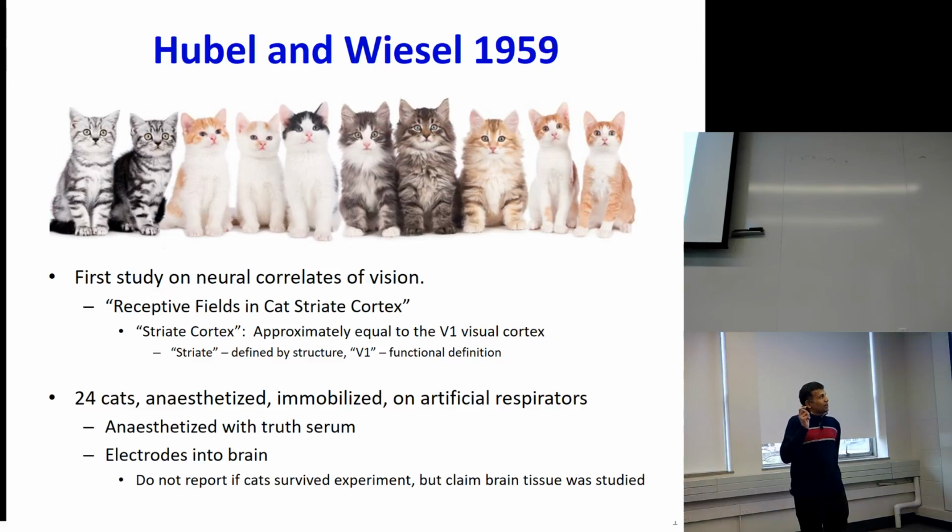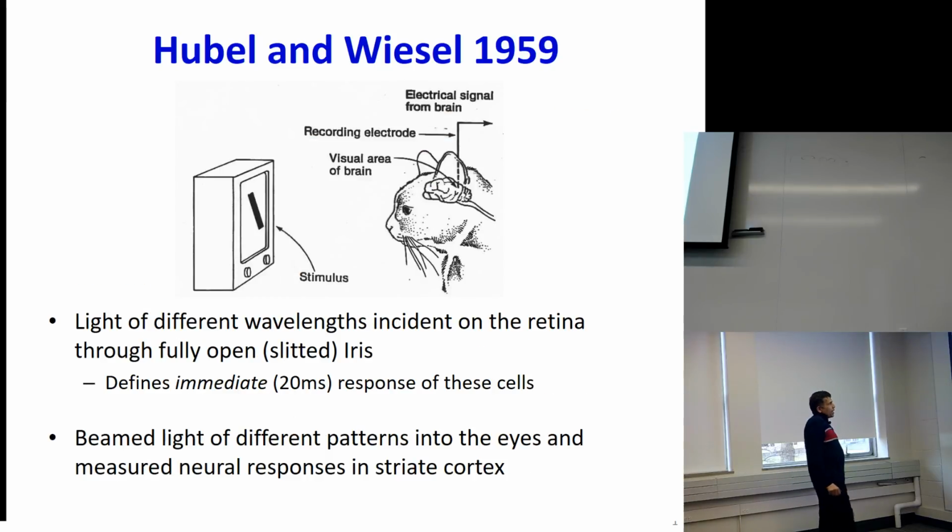So here's what they really did. They stuck these anesthetized and effectively dead cats, kept their eyes open, and shone incident light of different wavelengths on the retina through the fully open iris. They also relaxed the iris. Now, what this does is, as soon as light falls on the retina, it's going to stimulate the nerves behind the retina. So it defines the immediate 20 millisecond response of these cells. And then they beamed light of different patterns into the eyes and measured neural responses in the striate cortex.